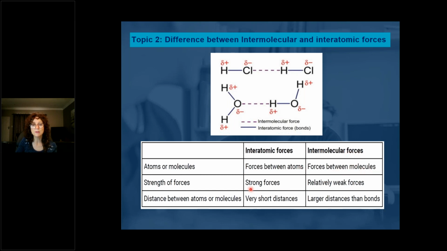As for strength, interatomic forces are strong forces. Intermolecular forces are relatively weak forces, except for the hydrogen bonds. In interatomic forces, the distance between the atoms is very short. With intermolecular forces, the distances are larger than bonds.